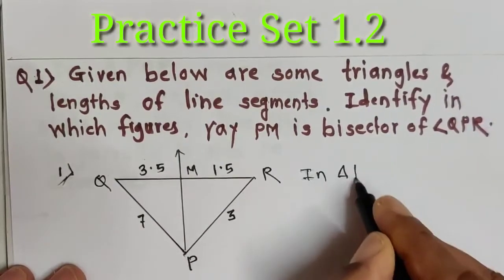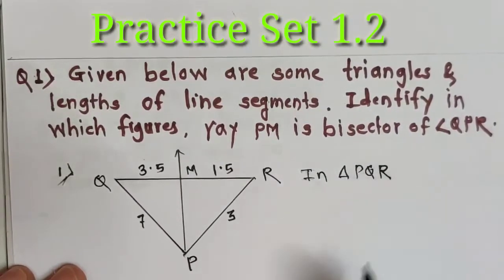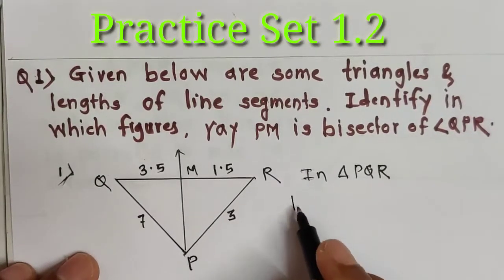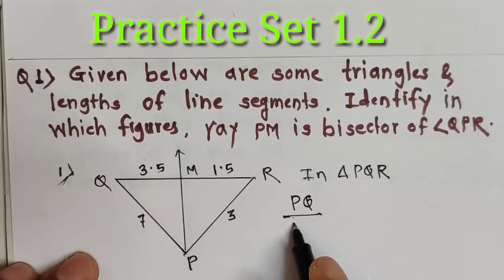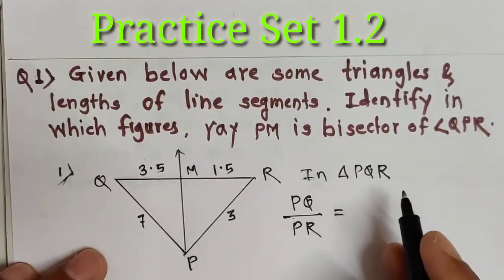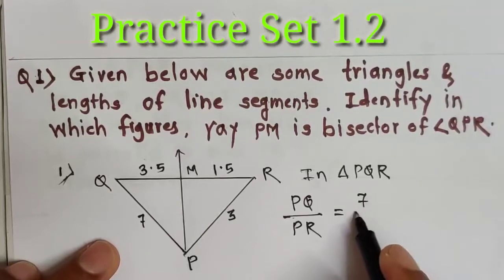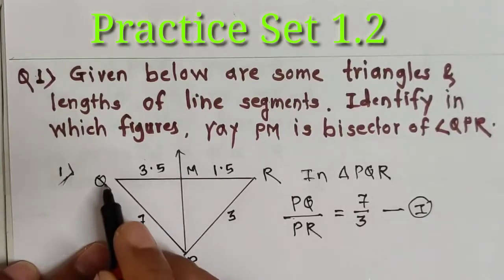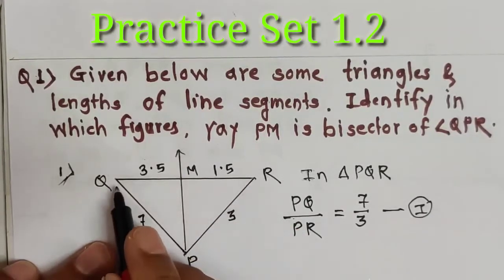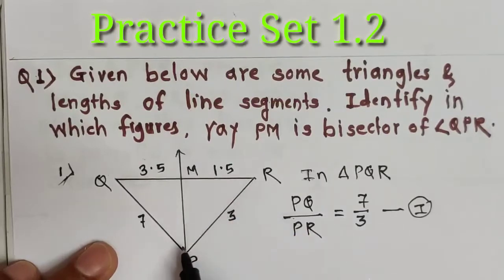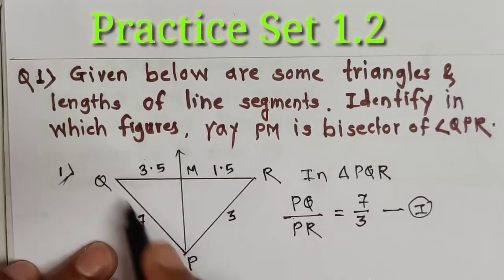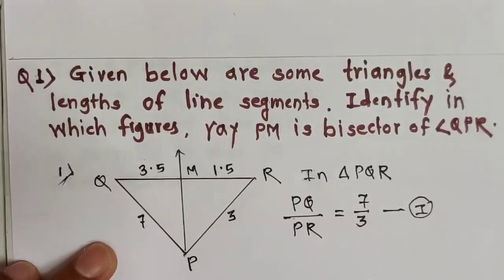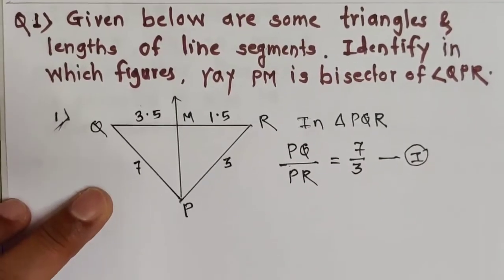So in triangle PQR, find first ratio PQ upon PR. The values are given, 7 by 3. This is our statement number 1. If PQ upon PR is equal to QM upon MR, then we can write by angle bisector theorem or angle bisector property of triangle, this PM bisects angle QPR. So check whether the ratios are equal or not. Here we get the first ratio.